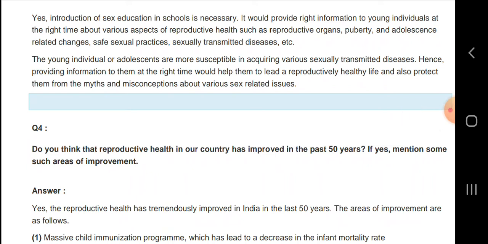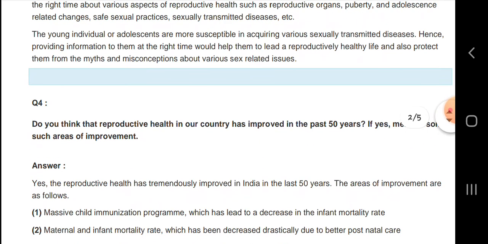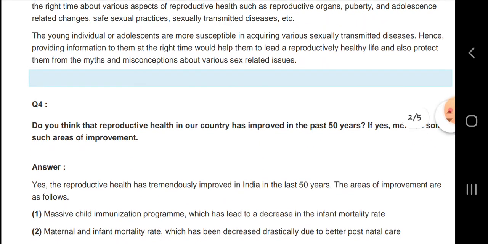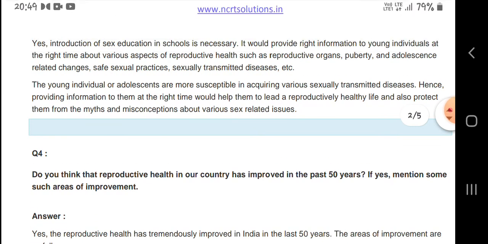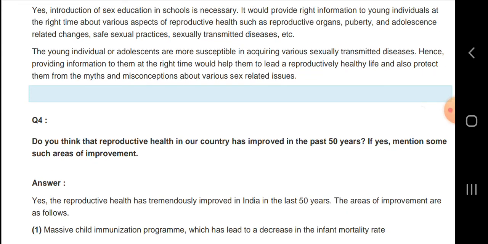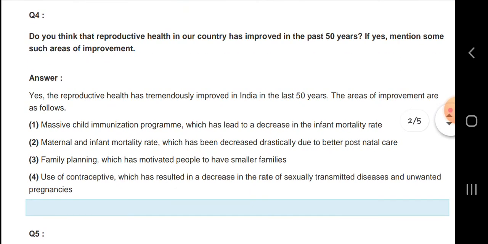Next, is sex education necessary in schools? Yes, introduction of sex education in schools is necessary to provide right information to young individuals at the right time about various aspects of reproductive health, such as reproductive organ hygiene and adolescence-related changes, safe sexual practices and other things. Adolescents are more susceptible to acquiring various sexually transmitted diseases. Hence, providing information to them at the right time would help them lead a reproductively healthy life and also protect them from myths and misconceptions about various sex-related issues.